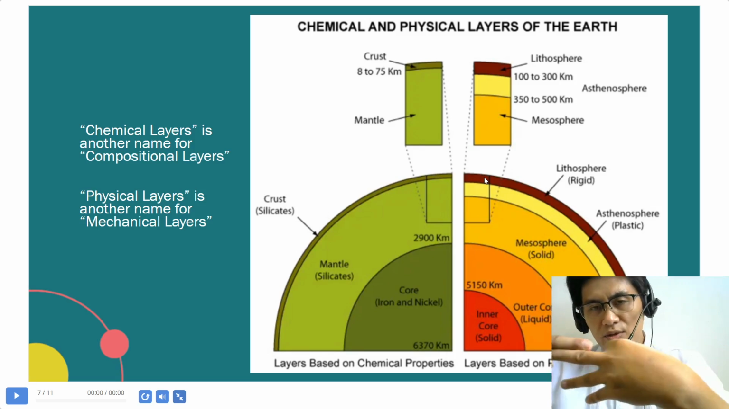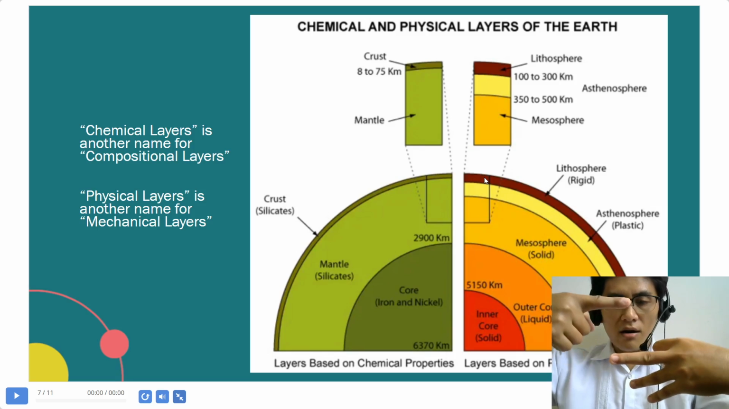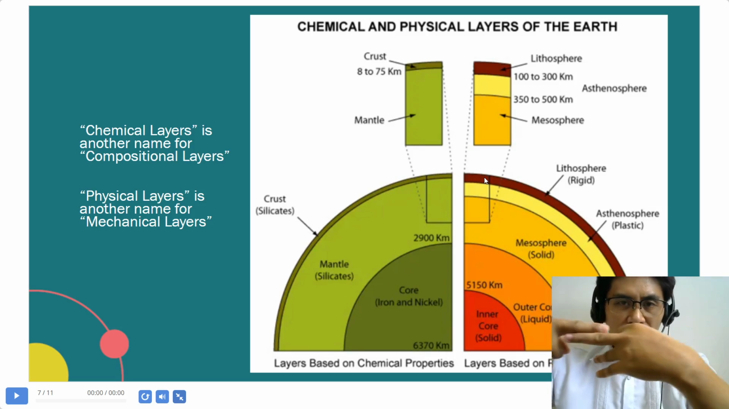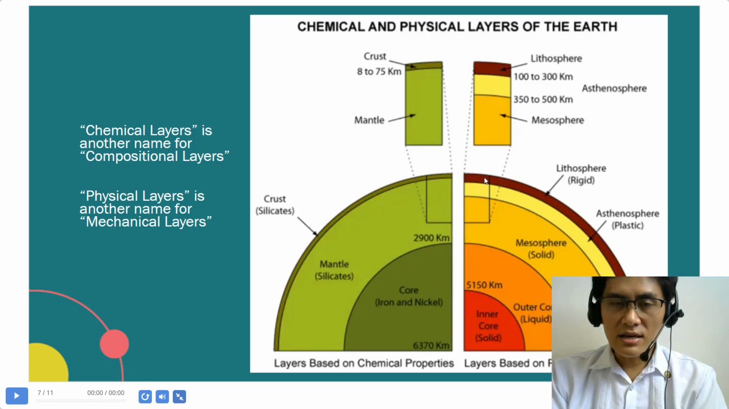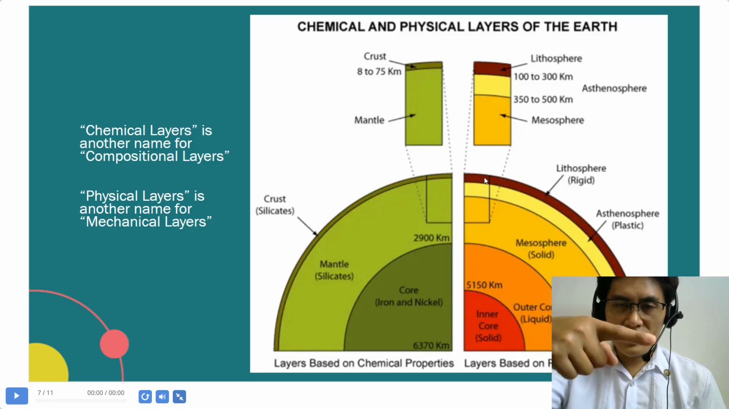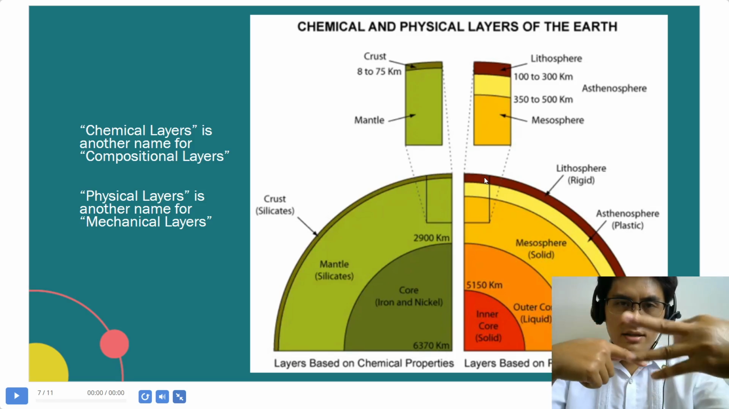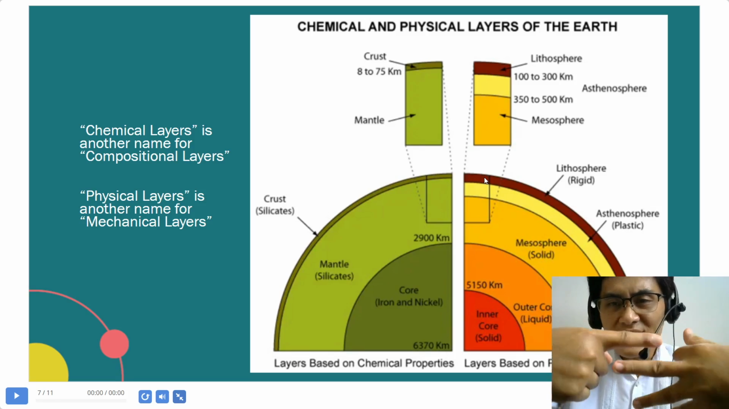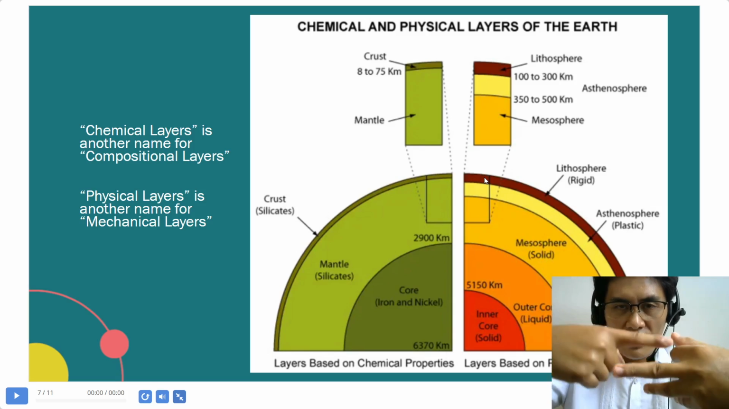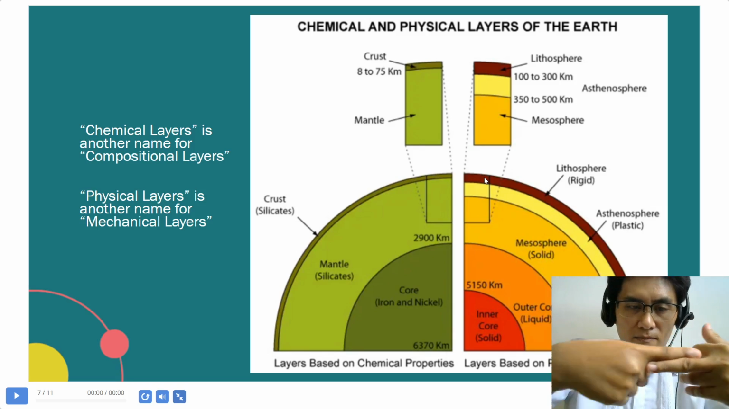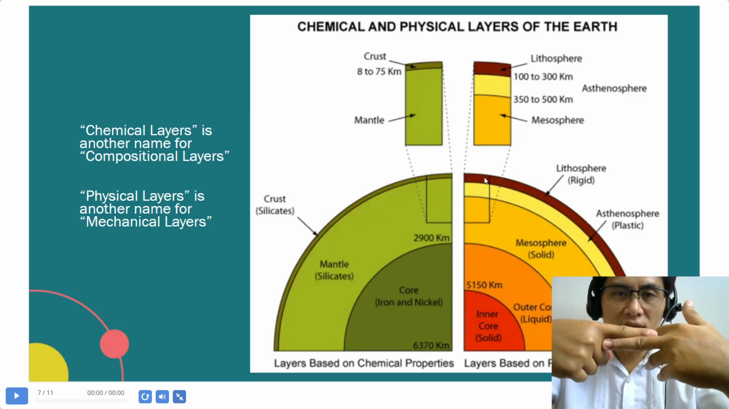When scientists observe them, they notice that these two are always stuck together. They are moving as one. They have the same behavior. Now, compositionally, they are different. This is made up of more silicates. This is made up of less silicates. After all, this is the crust and that's the mantle. But mechanically speaking, both of them are solid and both of them are stuck together and they move as one. And so scientists have no choice but to call them the lithosphere.